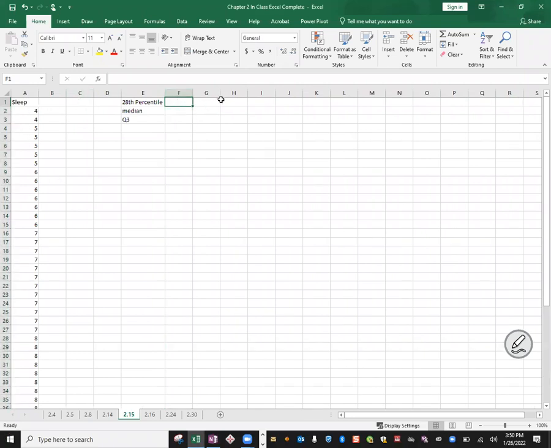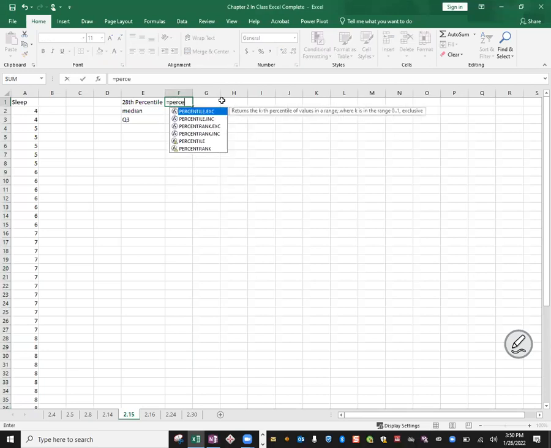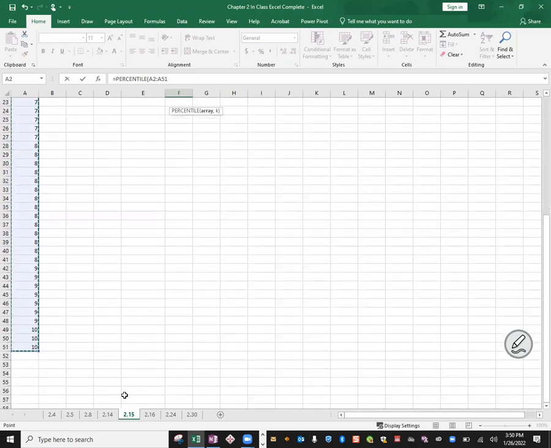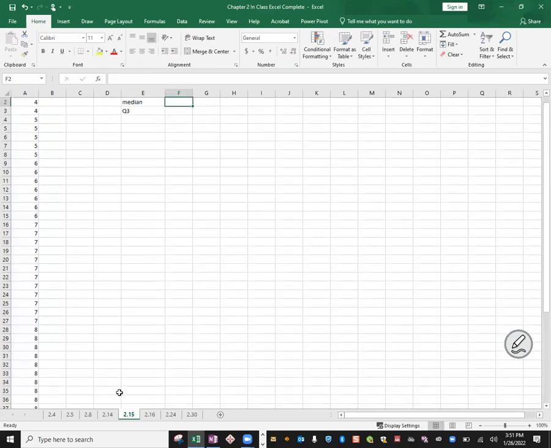So to find the 28th percentile, we're going to do equals, and we're going to start writing percentile. And so you can choose percentile. It says array, so you're going to highlight the data values you're using. And then comma, and then it wants the k for the kth percentile. Remember that you can't write a percentile as a whole number, you're writing it as a decimal. So I'm going to write 0.28, the decimal form of a percent. And we see that we get 6.72.